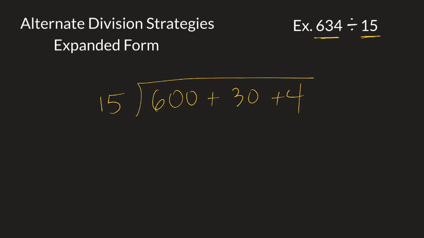How many times does 15 go into 600? And the answer would be 40. How many times does 15 go into 30? And the answer would be 2. And can 15 go into 4? No, it can't. So this would be the remainder. And that's it. That's all you have to do. You add that, which is now equal to 42, and the remainder is 4.